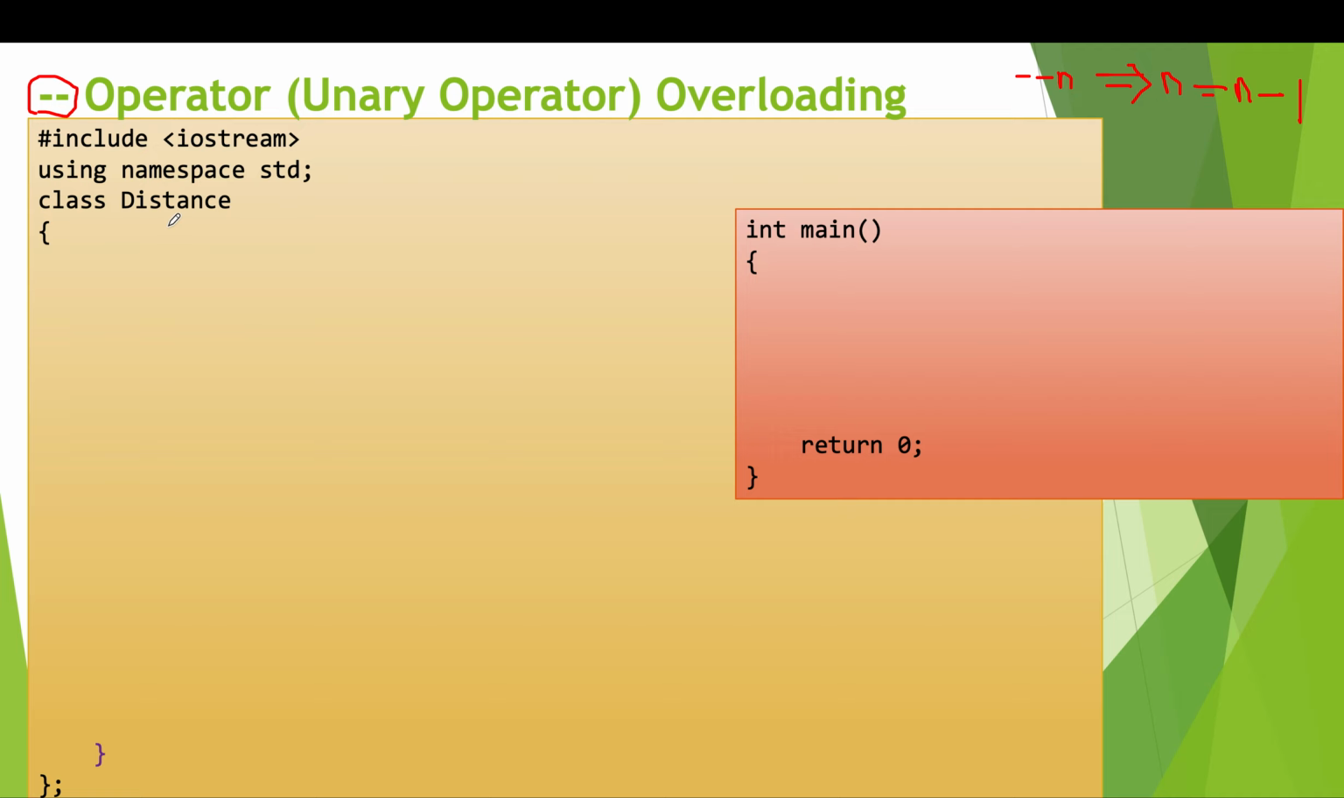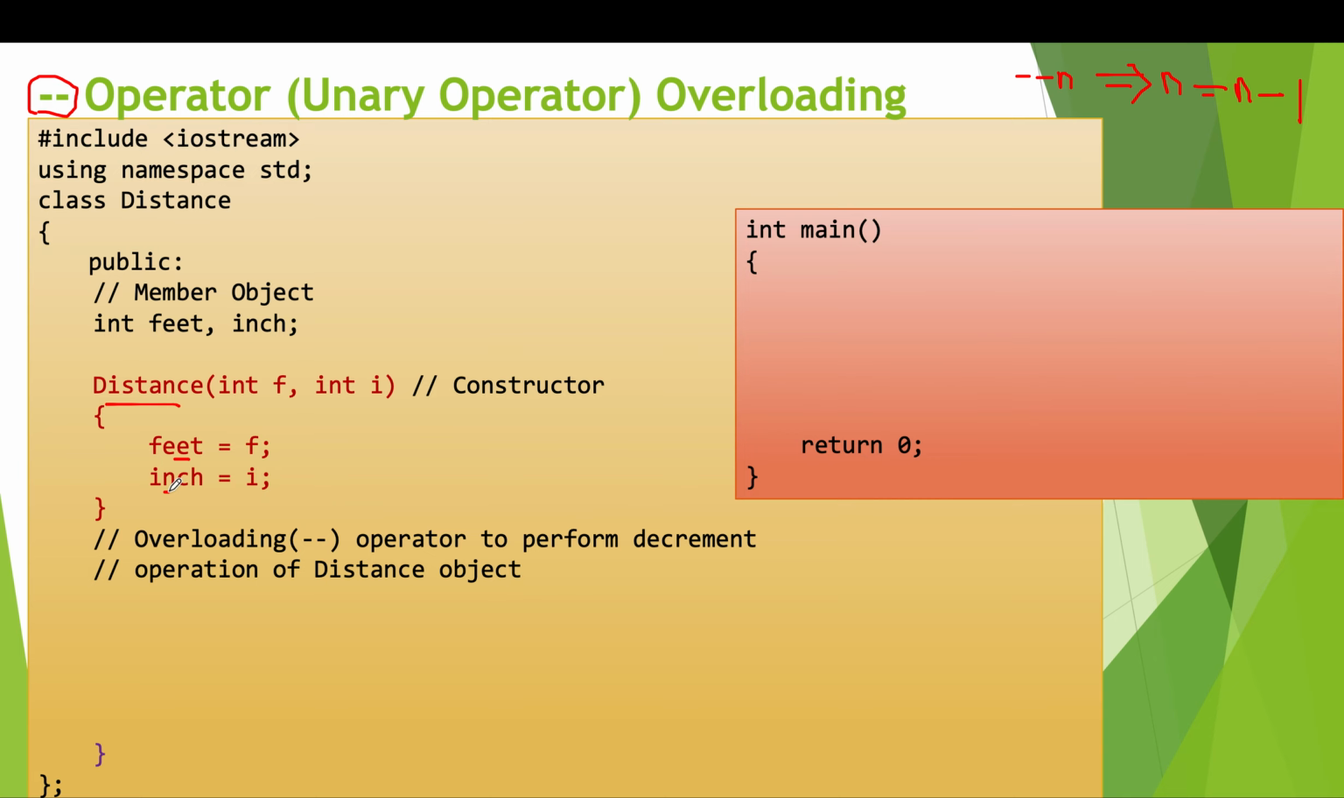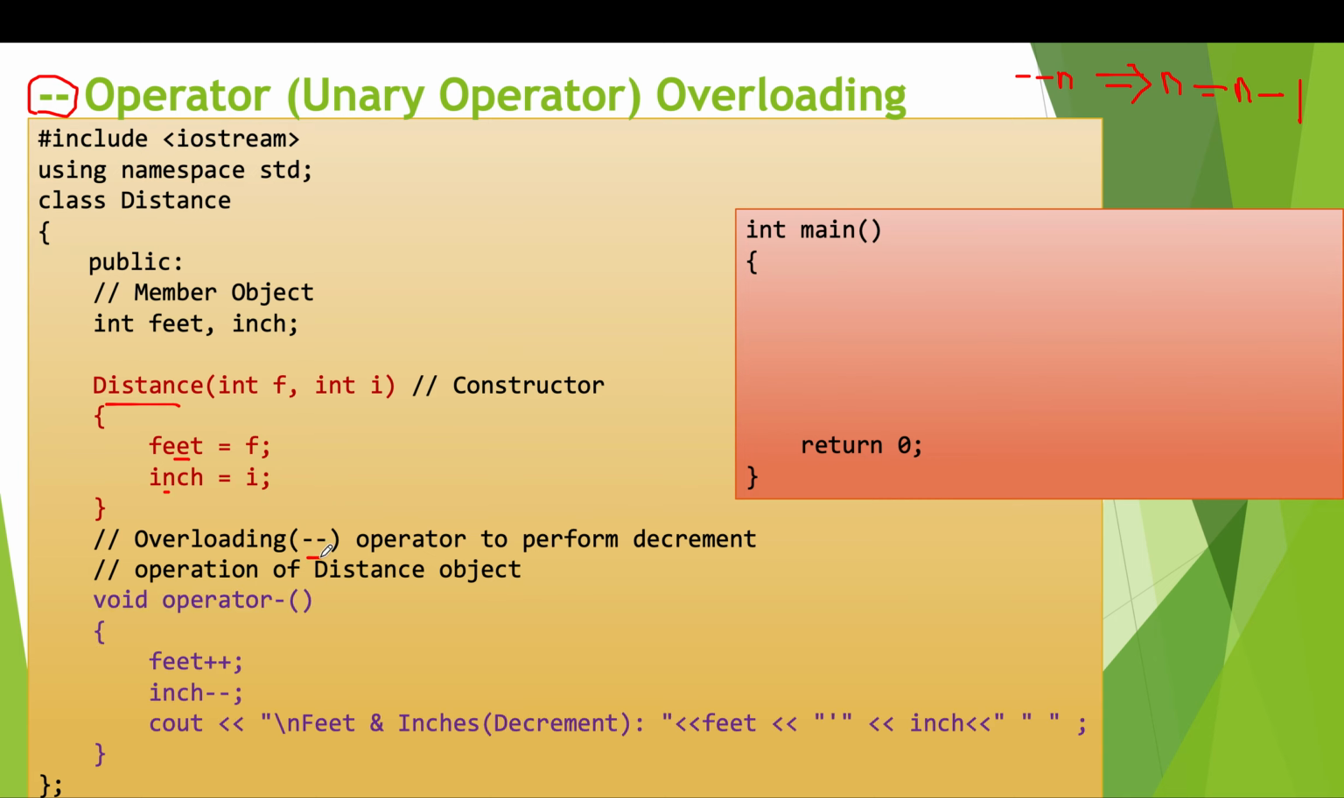We will take this example of class distance. There is a class named distance which has the distance in terms of feet and inch. Next, we have the constructor of the class. The constructor is distance and it is used to initialize the member variables of the class, so it is used to initialize feet and inch. Next we will come to the operator overloading function. So we are going to overload the minus minus operator.